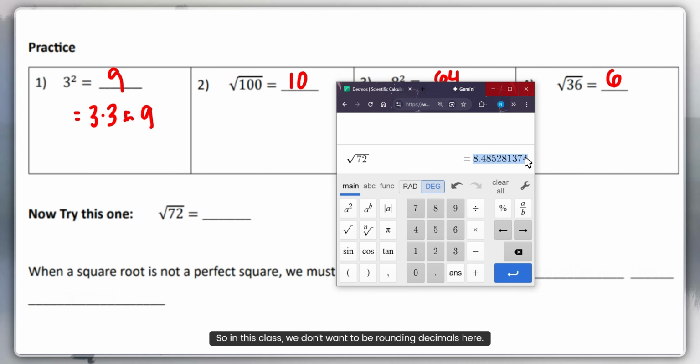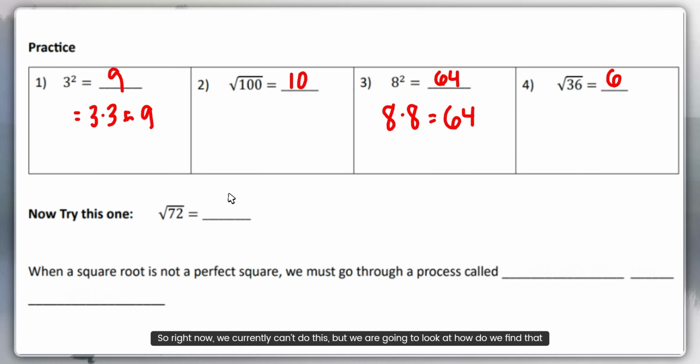So in this class, we don't want to be rounding decimals here. We want exact answers. What exactly is the square root of 72? Right now, we currently can't do this, but we are going to look at how we find that exact value by completing a process known as simplifying the radical. When a square root is not a perfect square, for example, 72, we go through a process called simplifying the radical, which we're going to see in the second part of today's notes.